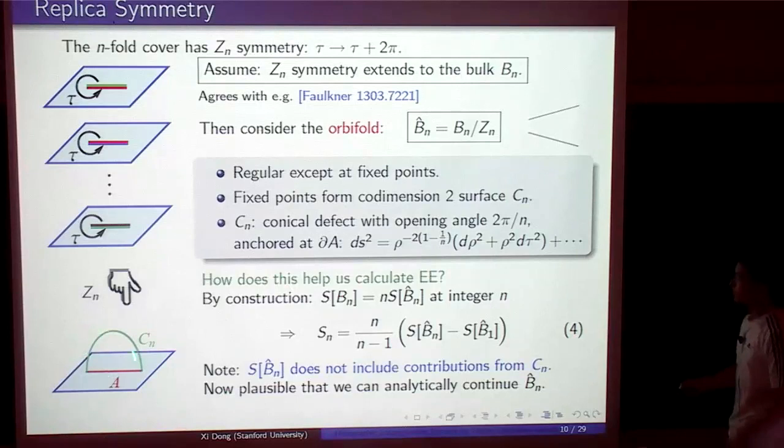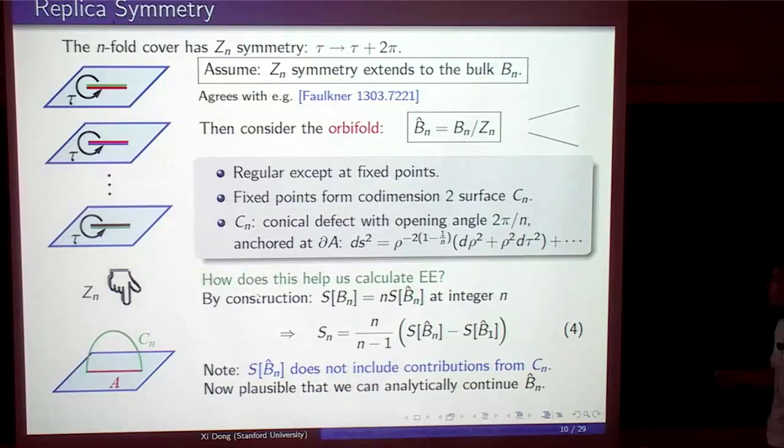This orbifold helps us calculate the entanglement entropy because, by construction, we can write the classical action of the parent space as n times the classical action of the orbifold. This is at the classical level. This is correct. So we are really using AdS/CFT to translate some quantum quantity, at least in the large n limit, into some classical quantity, and then we are dividing and conquering. So that's the main idea.